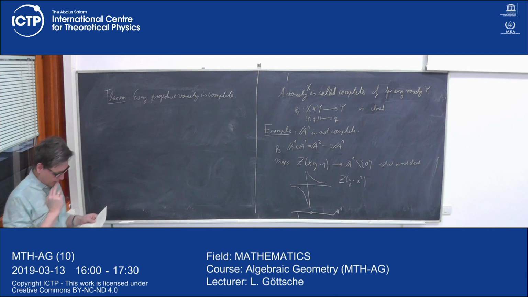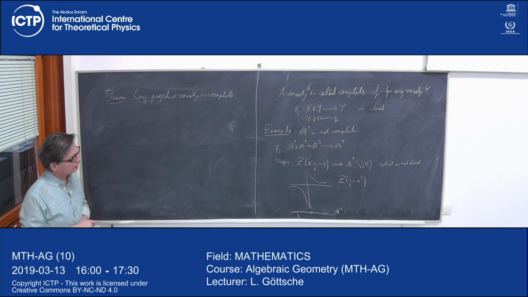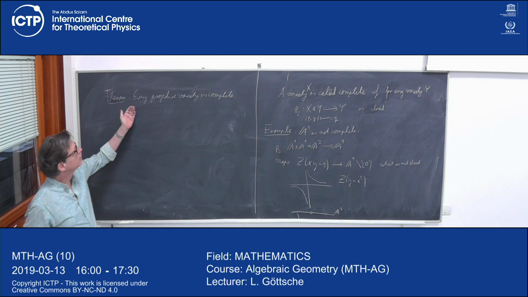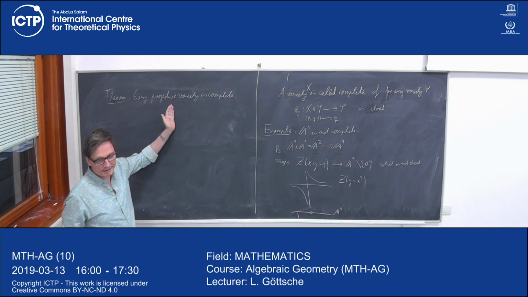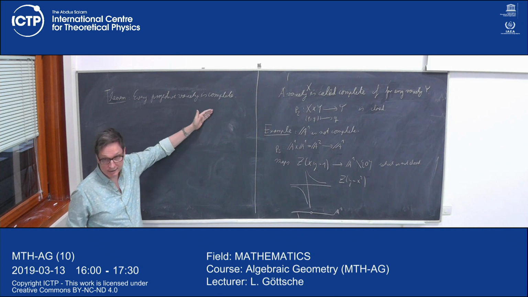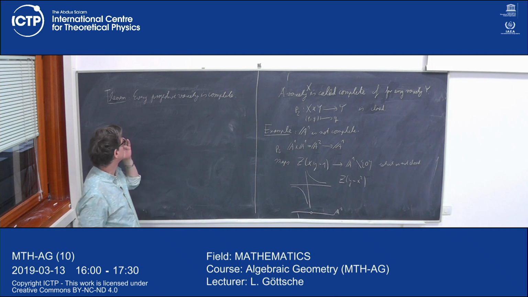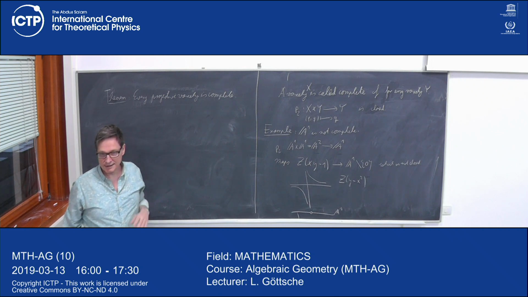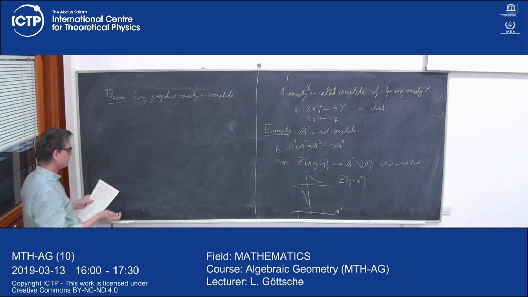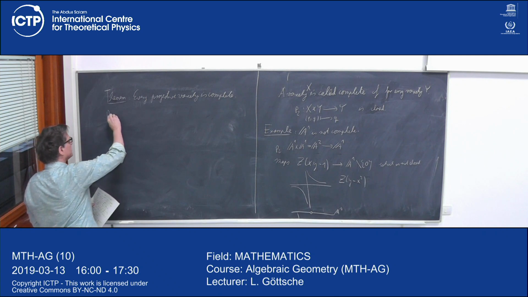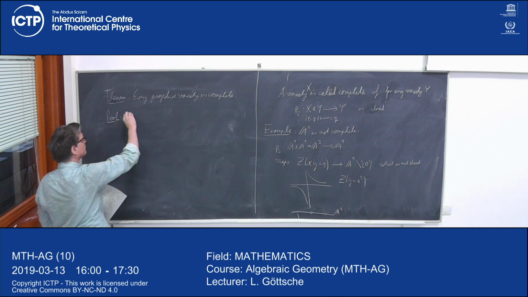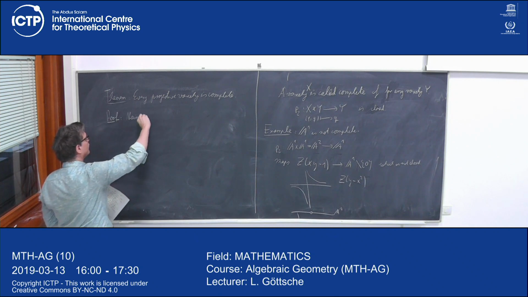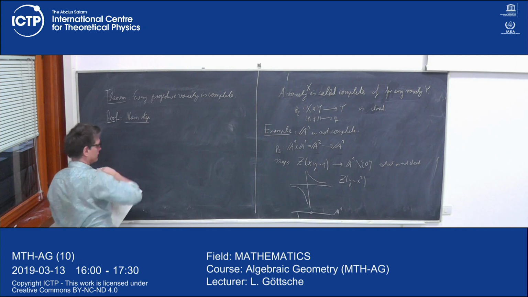Okay, so we have to see what that means: for every projective variety x, the second projection from x times y to y, for any y, is closed. So let's start with something a little bit less general. We look at a very particular special case, namely the main step of the proof is the following, and the rest will be easy.